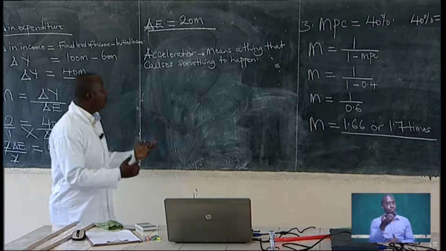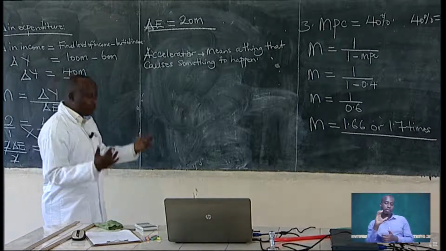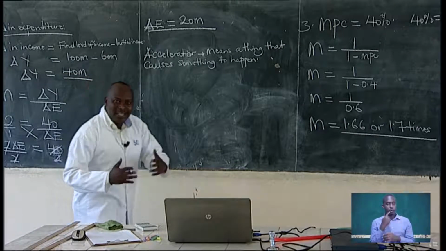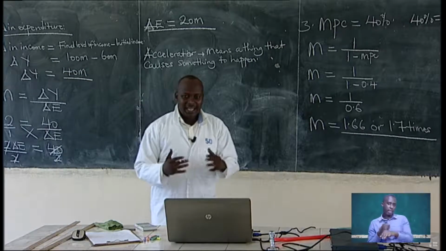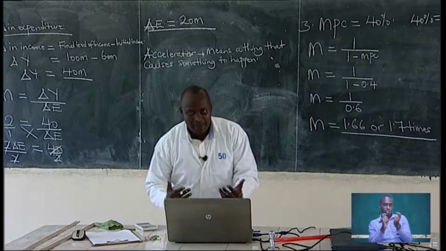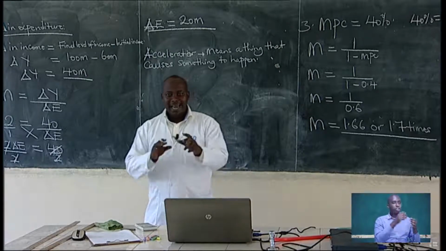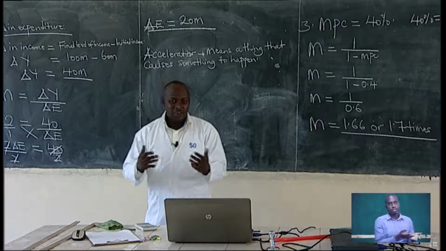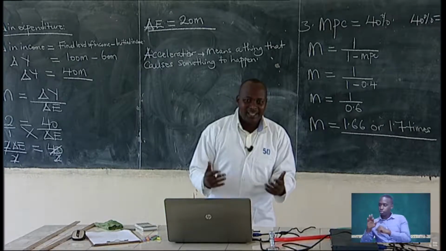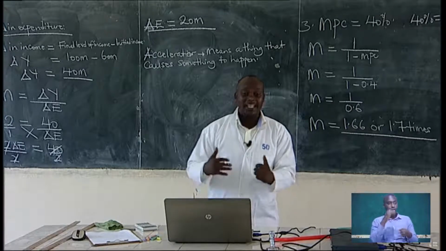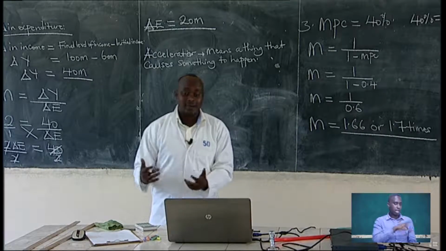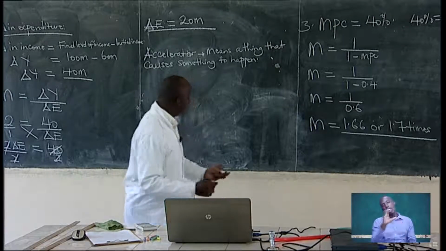Now, what we call the accelerator principle is the number of times the initial change in consumption multiplies itself to give a final change in investment. The number of times the initial change in consumption multiplies itself to give a final change in investment is what we call the accelerator principle. An example.